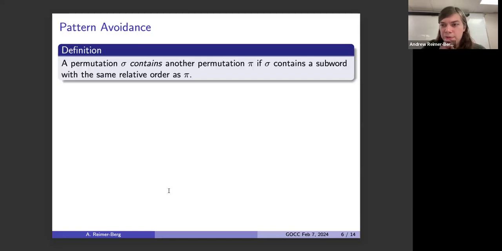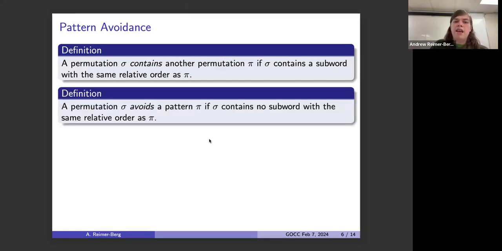Okay, and so now before I get to more results about classifying these trees, I need to take a diversion and talk about permutation pattern avoidance. Okay, so we say that a permutation sigma contains another permutation pi if sigma contains a subword that has the same relative order as pi. Conversely, a permutation sigma avoids a pattern pi if it doesn't contain it. So if it contains no subword with the same relative order as pi, then sigma would avoid pi.